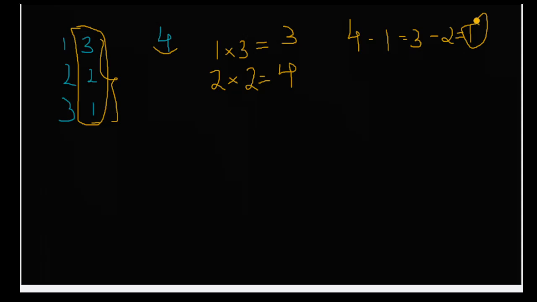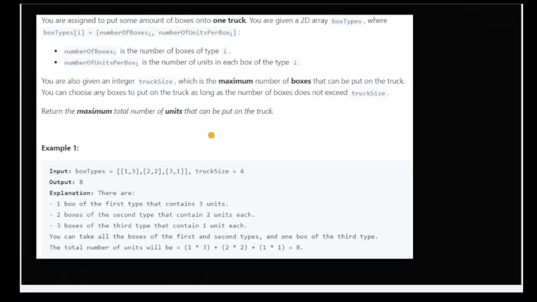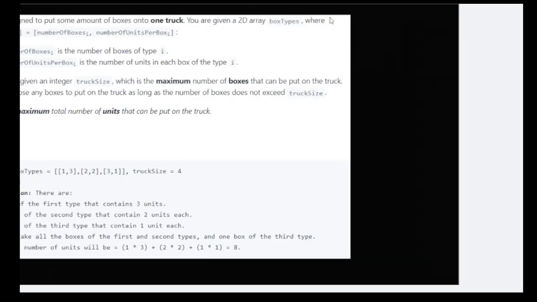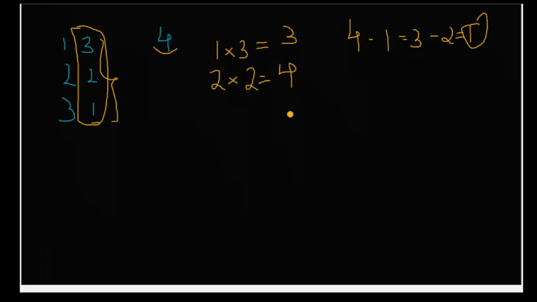Excuse me. So is it valid? No, that's not valid, because that's not what the question is asking us to do. We have to give the maximized number. In this case, the maximum number that could be 1 plus 2, that's 3. But the output, oh sorry, the number of units that we have to give is 8, right? Just let me check with the truck size.